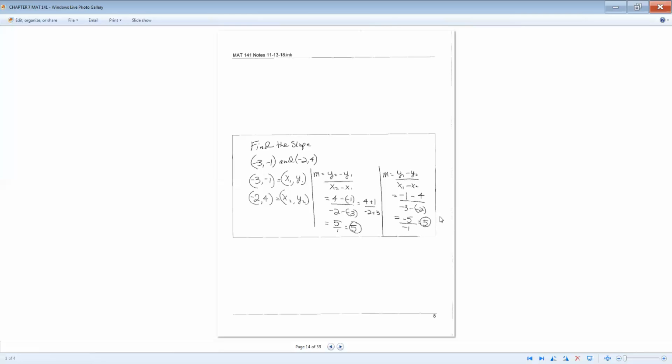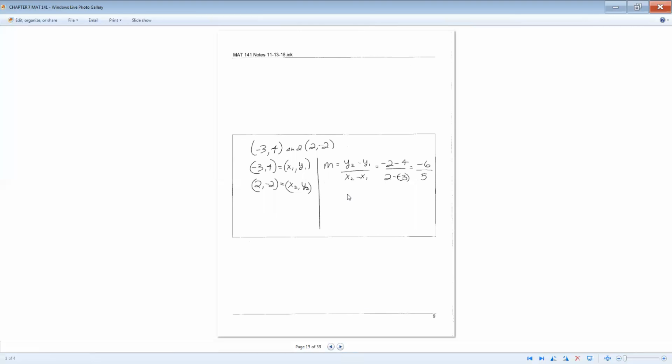So now if I were to do y1 minus y2 over x1 minus x2, that'll be -1 minus 4 over -3 minus -2, that'll be -5 over -1, which will give me a +5 once again. So you just have to be consistent. Y2 first on top, that means x2 first on bottom, or y1 first on top, which means x1 first on bottom.